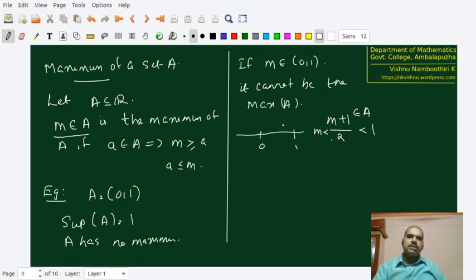In exactly the same way, we can define the minimum of a set also. Leaving this as an exercise, define the minimum of a subset of R.